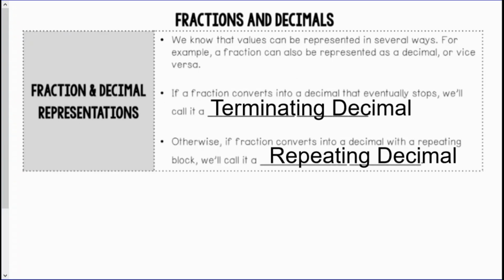Talking about fraction and decimal representations, we know that values can be represented in several ways. For example, we can write a fraction as a decimal, and we can write a decimal as a fraction. If a fraction converts into a decimal that eventually stops, we'll call that a terminating decimal. Otherwise, if a fraction converts into a decimal with a repeating block, we'll call it a repeating decimal.